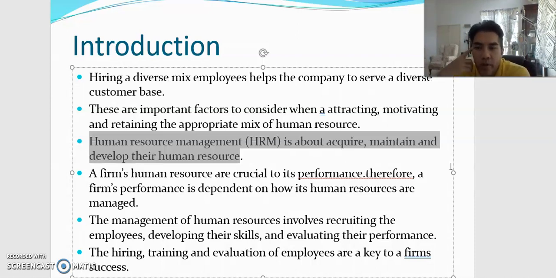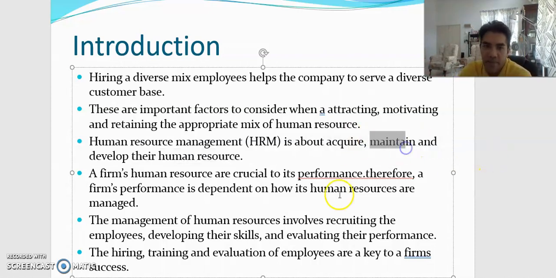For example, you might be involved in recruiting new staff. That is part of acquiring. In another example, you might be involved in providing training to your new staff. That is the developing part. And in terms of maintaining, you might be involved in handling the salaries and payrolls of the employees, and that involves the maintaining part.